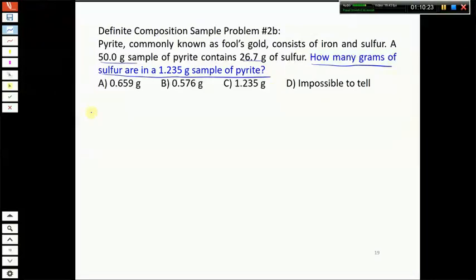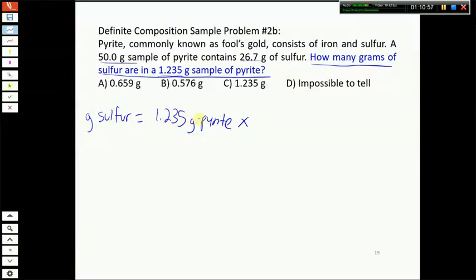Since we have the answer from the first part, what we can say is that the grams of sulfur, which is what we're looking for. When I set up problems, I write down what I'm looking for, which is the mass of sulfur. Then I start with what I'm given, which is 1.235 grams of pyrite. We want to figure out how much sulfur is in there. We're going to use mass percent, or mass ratio in this case, as a conversion factor to relate how much sulfur is going to be in this amount of pyrite.